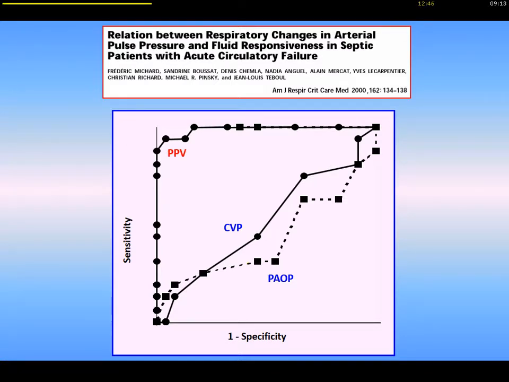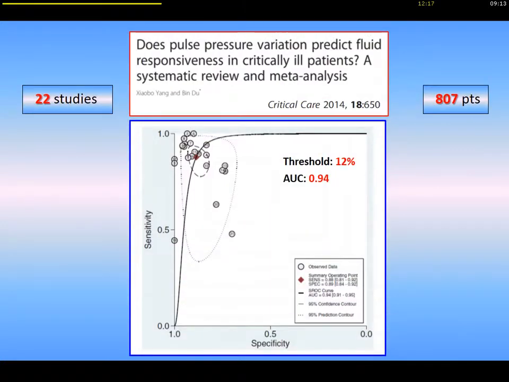With Frédéric Michard, we compared PPV to PAOP, which is a wedge pressure measured by the PA catheter, and also the CVP. And we compared the ROC curves and the areas of the ROC curves, and you can observe there is a big difference between the area for PPV and the area for the filling pressures. So we concluded that PPV predicted very well, and better than the filling pressures, preload responsiveness and fluid responsiveness.